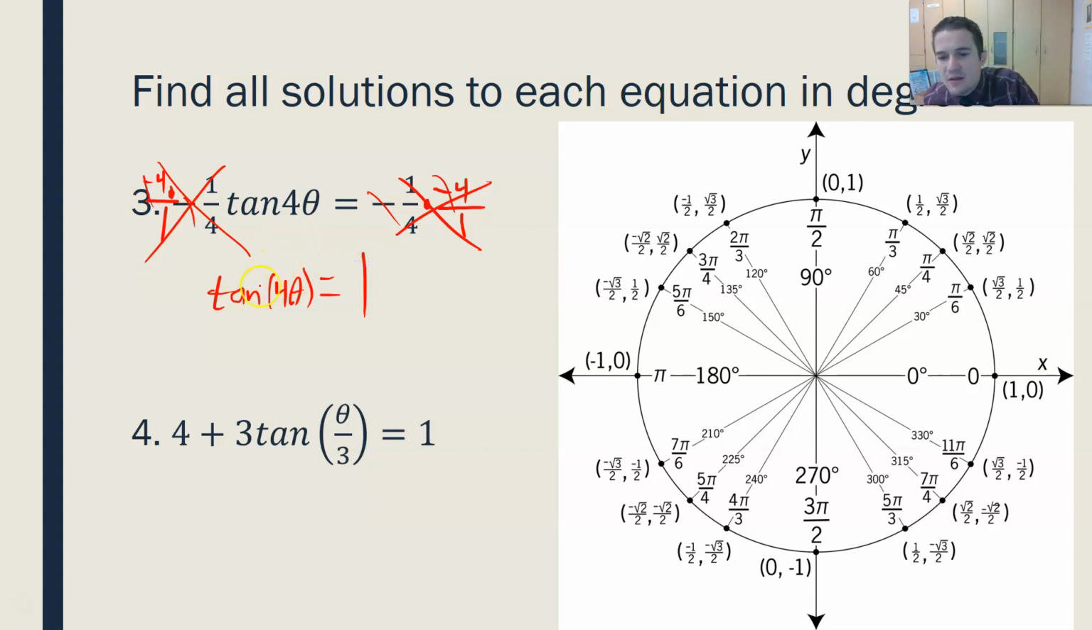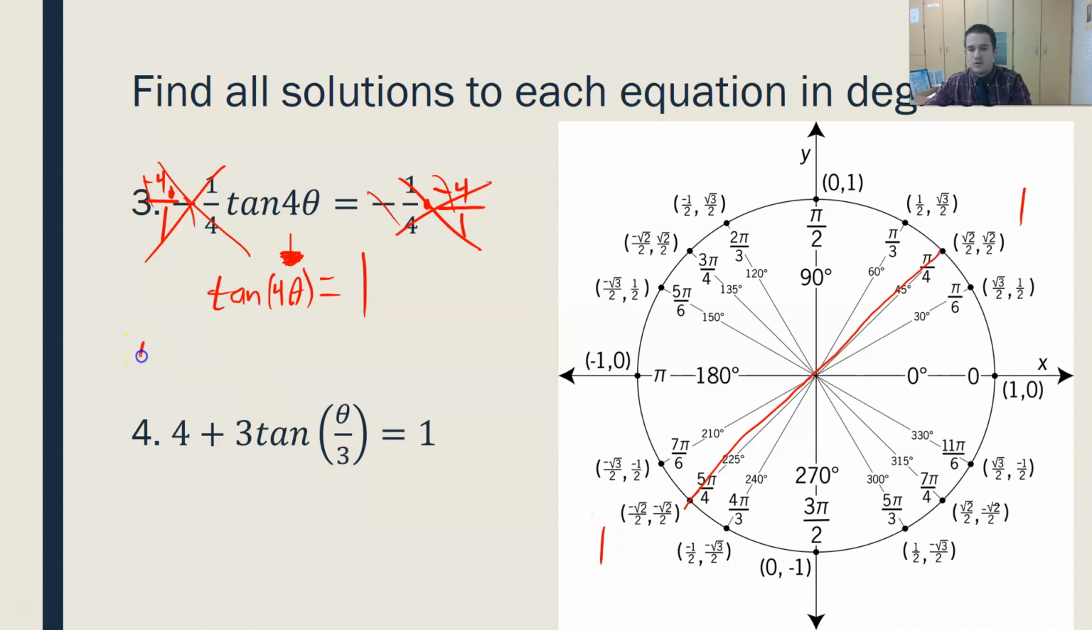Notice here I have tangent of 4 theta. All the other questions just had tangent of theta. This one I have tangent of 4 theta. Oh no! What am I going to do? I promise you that it's not as bad as it seems. So I'm going to look on my unit circle where the tangent is equal to 1. Conveniently, we did this one just a little bit ago. Tangent is equal to 1 right here at 45 degrees and 225 degrees.